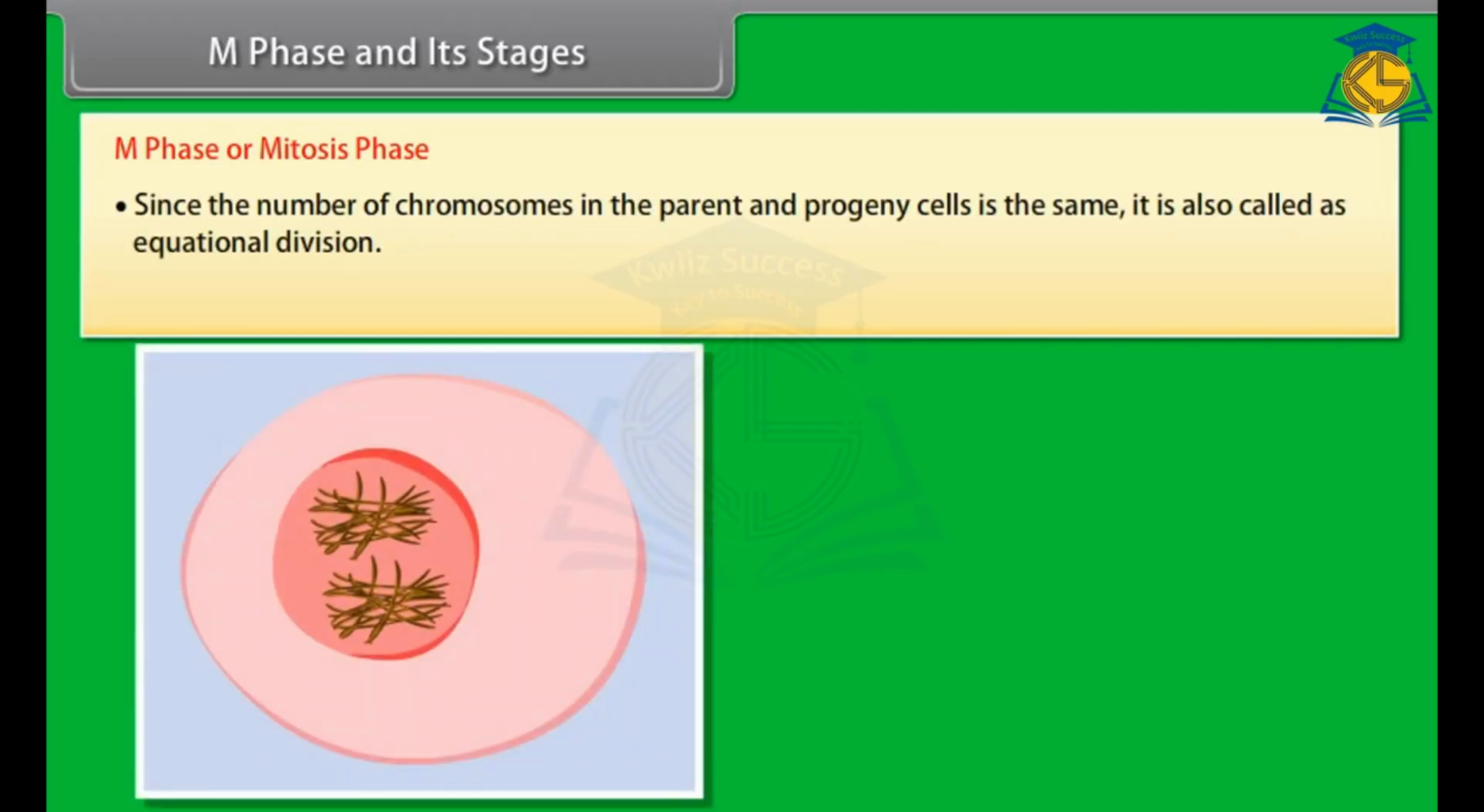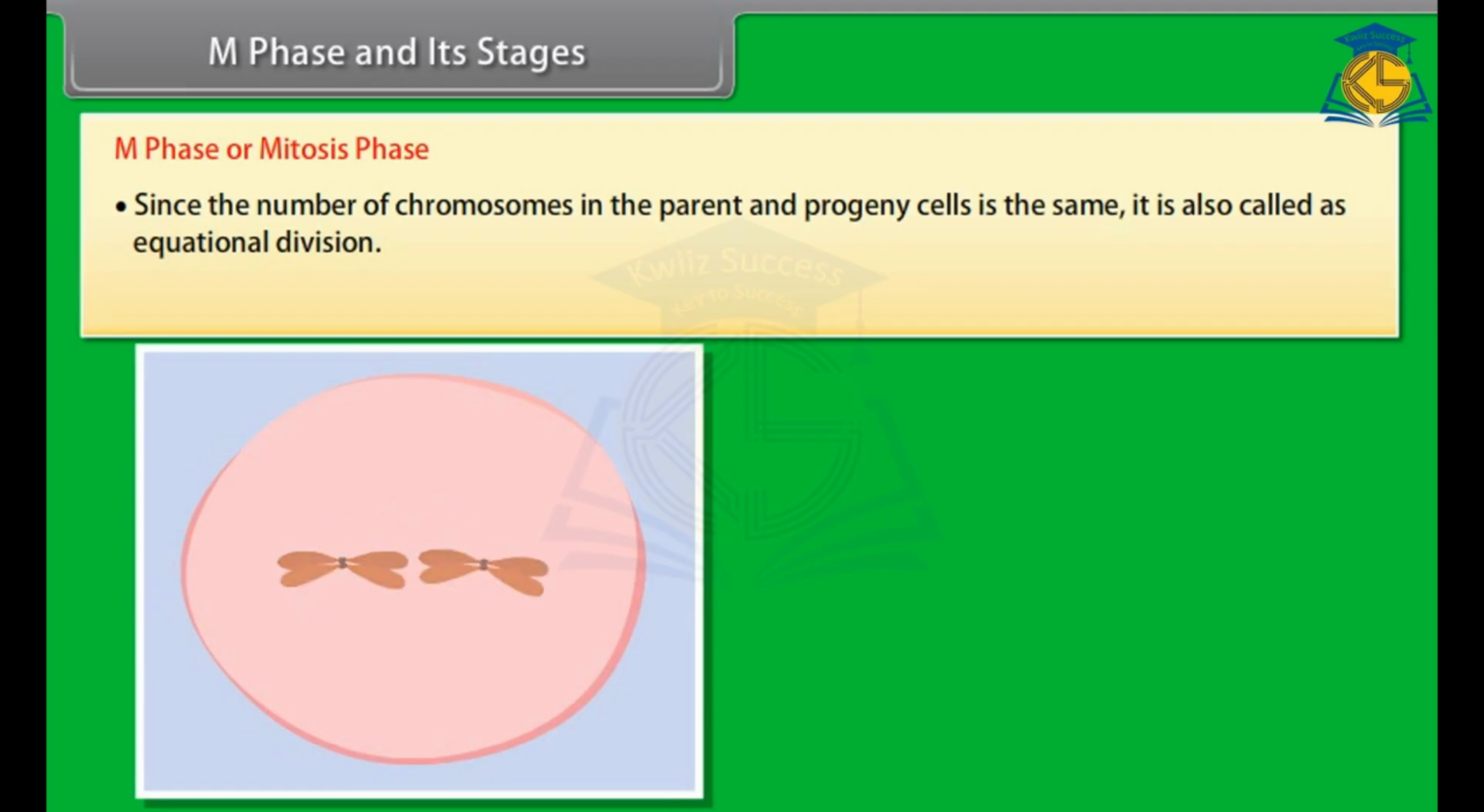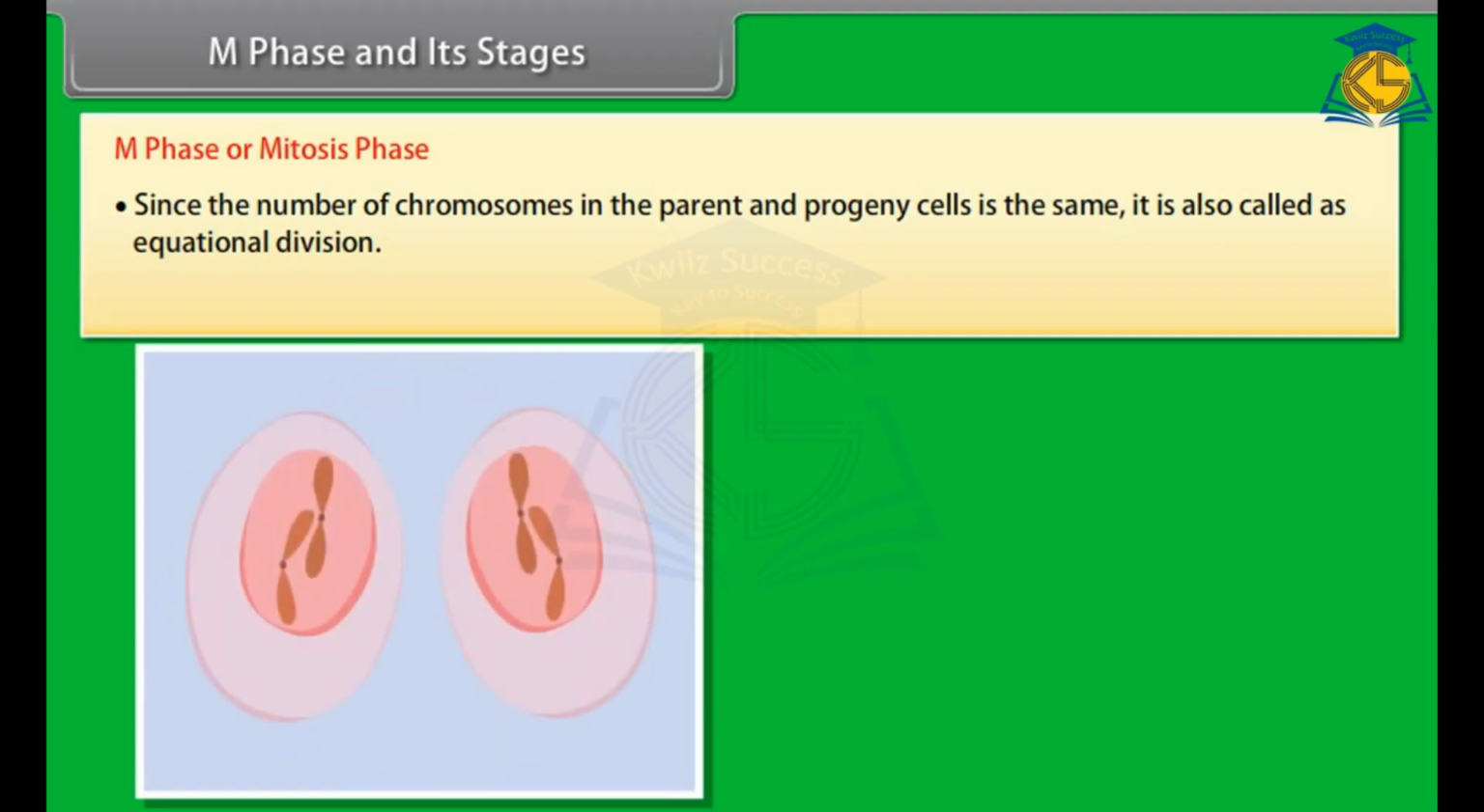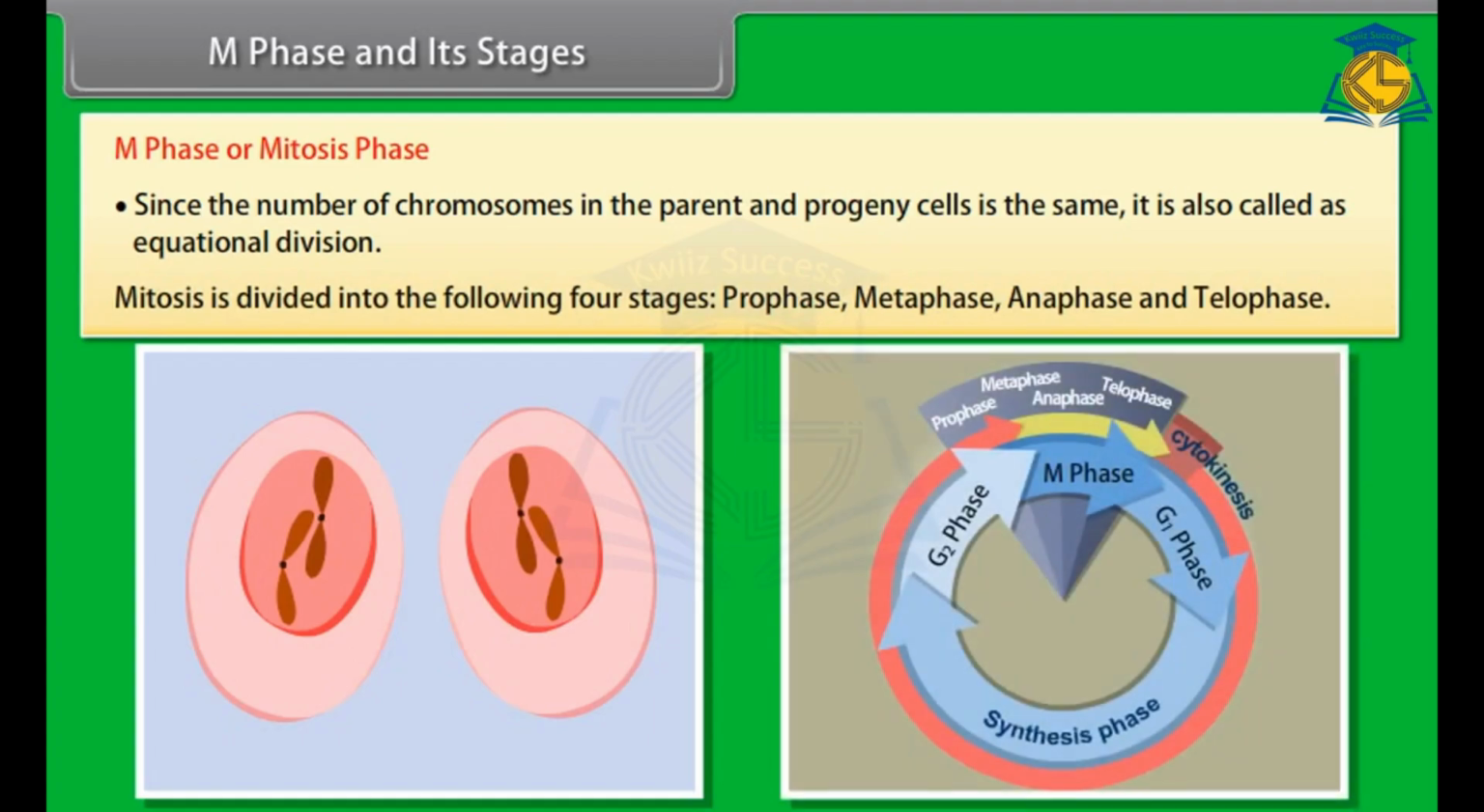M phase and its stages. M phase is also known as mitosis phase. Since the number of chromosomes in the parent and progeny cells is the same, it is also called equational division. Mitosis is divided into the following 4 stages: prophase, metaphase, anaphase, and telophase.